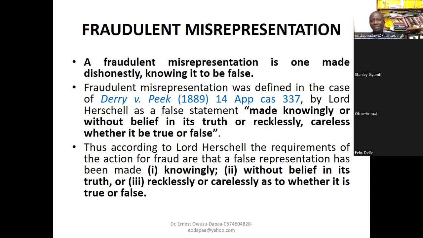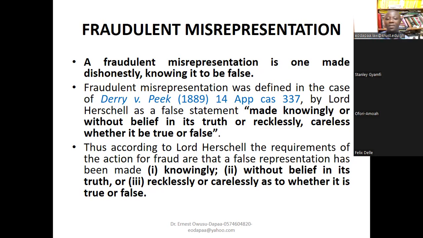So we have to find out that the false statement, that is the false representation which the person made, can we say that he made it knowingly? In other words, when he was making it, he was very much aware that the statement he was making was false. Do we have evidence to that effect? If the person was very much aware that the statement he was making was false, then we have satisfied the requirement of fraud.